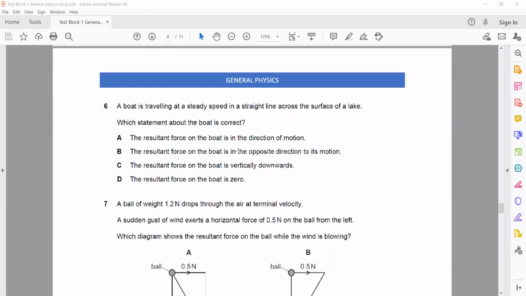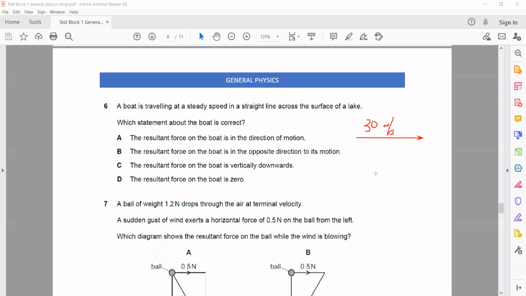A boat is traveling at a steady speed in a straight line, not in a circular motion. If it is in a circular motion, it means there should be a resultant force toward the center. But if an object is moving in a straight line with a constant speed, if speed is not changing, for example, if it's moving at 30 meters per second, so what does it mean?